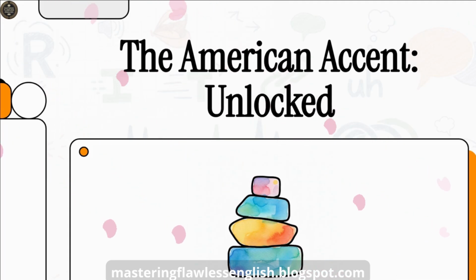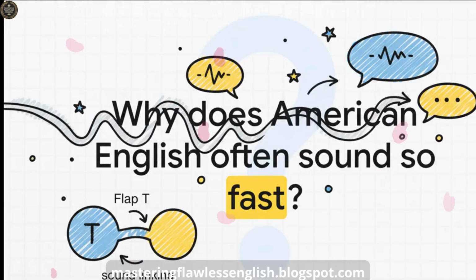So, one of the first things pretty much everyone notices is the speed. It can really feel like words are just blurring together, and that makes it tough to keep up. It's a super common frustration, and it gets right to the heart of what makes this accent so unique. But here's the real question. Is it actually about speed?